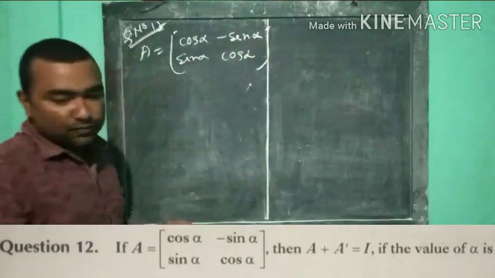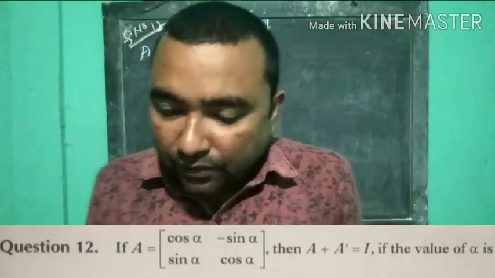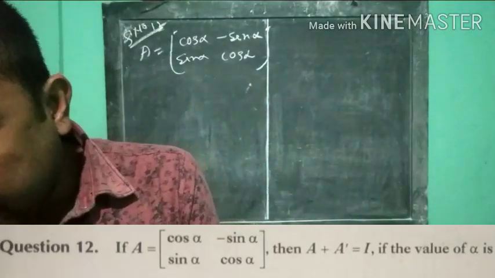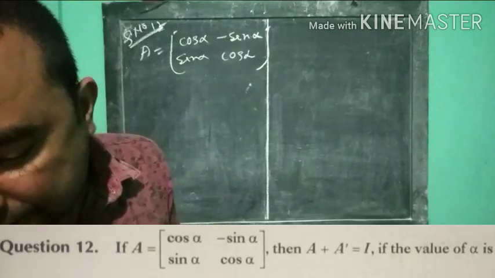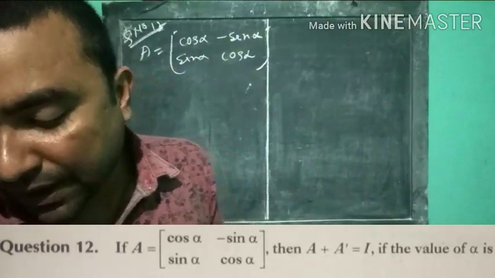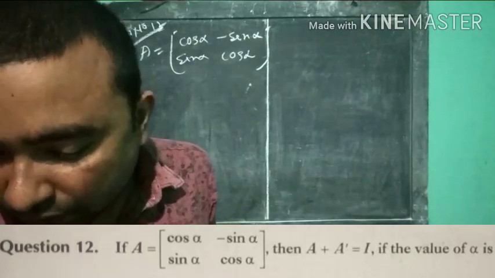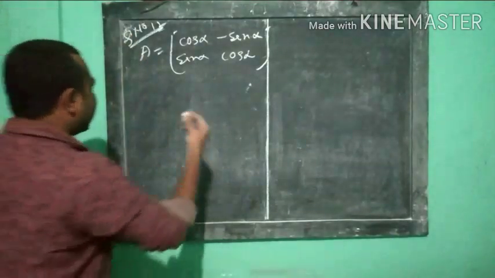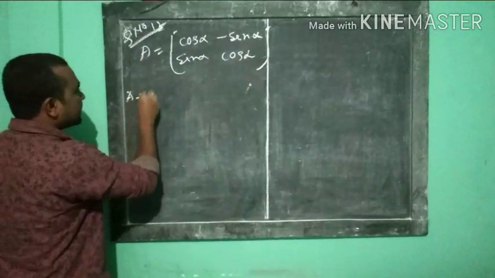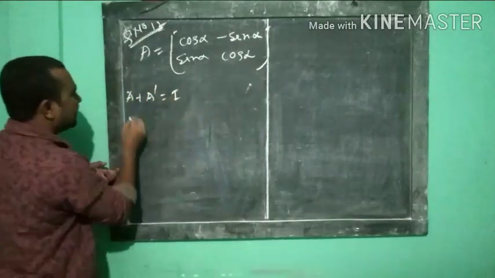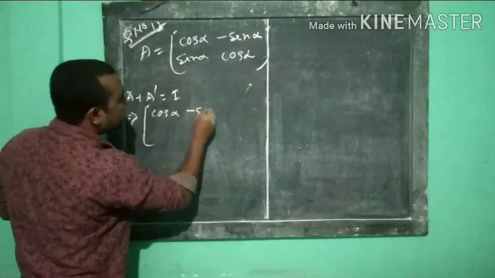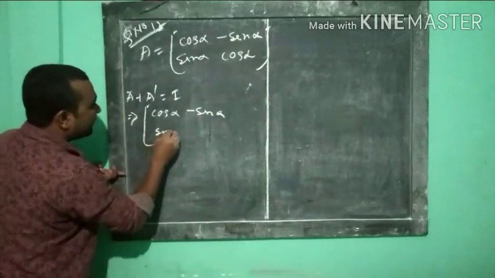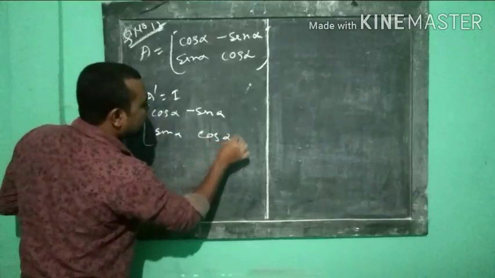It is a very simple problem. Now we are going to find the value of alpha. How to find the value of alpha? The condition given here is A plus A transpose equals I. What is I? I is the identity matrix. Now A plus A transpose equals I is given. So A is given here: cos alpha, minus sin alpha, sin alpha, cos alpha. Is it clear?